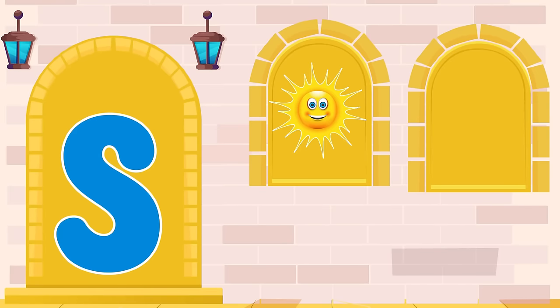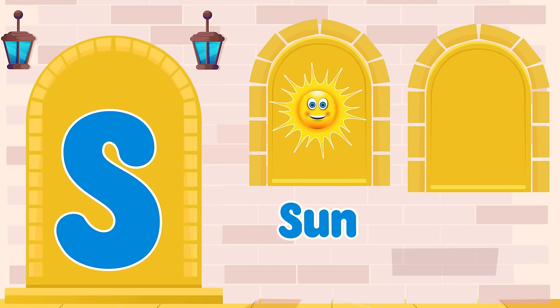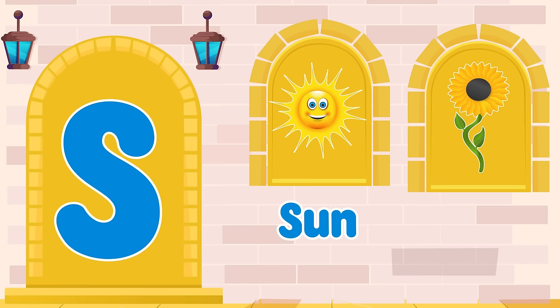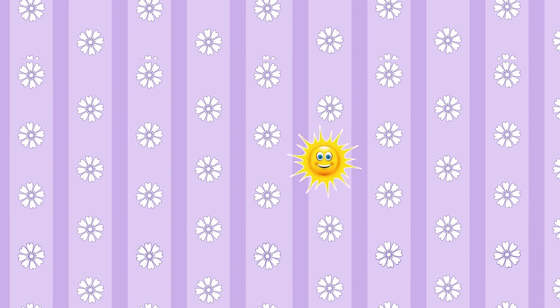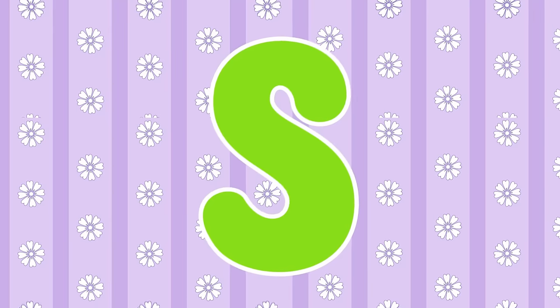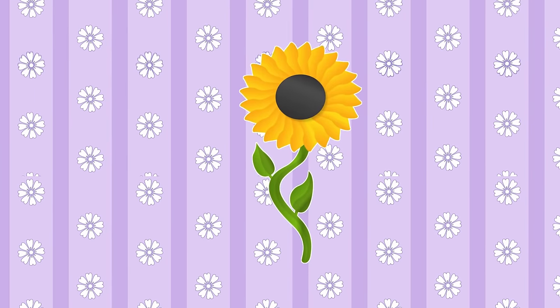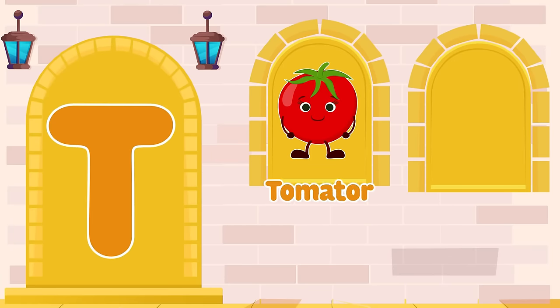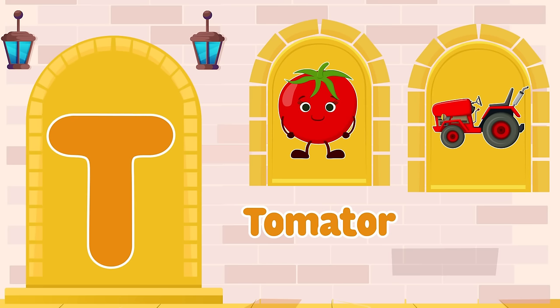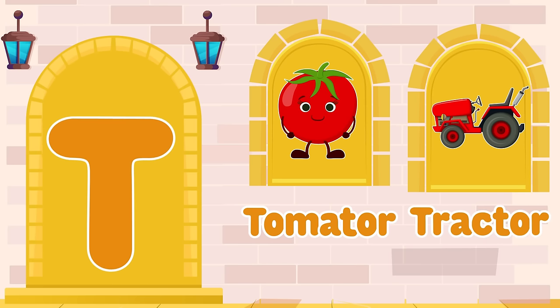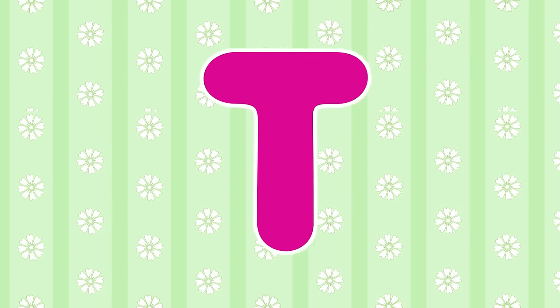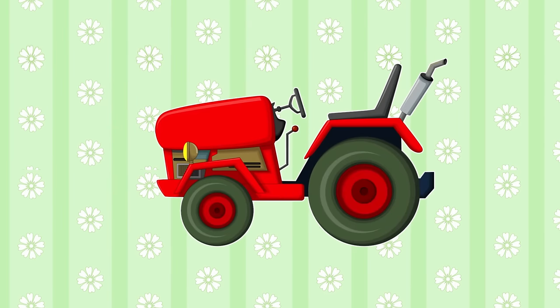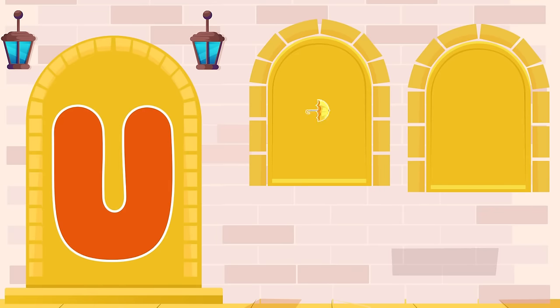S is for sun. S, s, sun. S is for sunflower. S, s, sunflower. T is for tomato. T, t, tomato. T is for tractor. T, t, tractor. U is for umbrella.